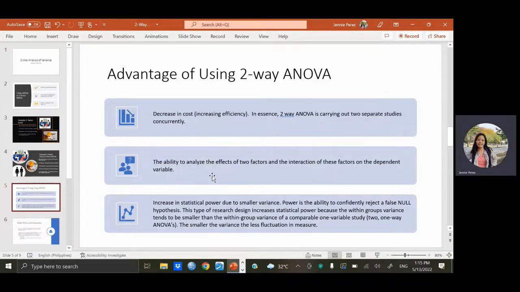Another advantage, hence you're increasing the statistical power, is that there is control over a second variable by including it in the design as an independent variable. So these are the advantages of using two-way ANOVA. It is more efficient. It enables us to investigate main effects and the interaction of effects, and it also increases statistical power.